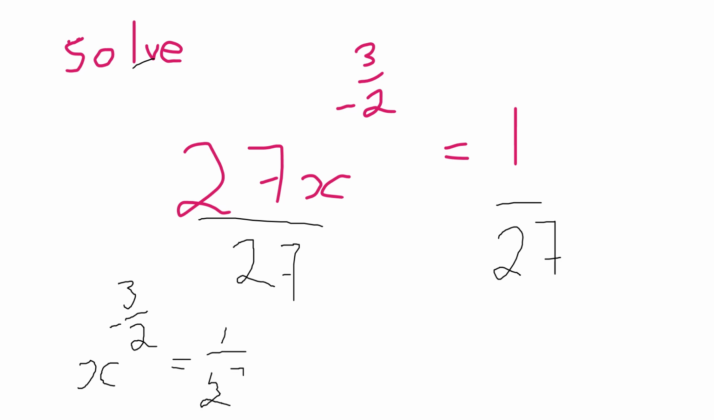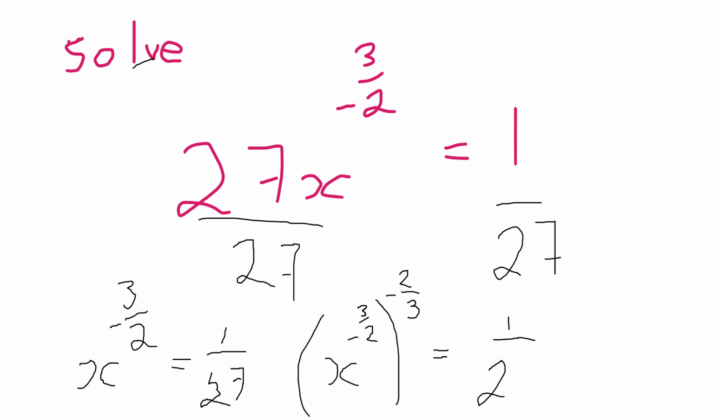Now here's the key. What's the opposite of raising something to the power of minus 3/2? That would be to raise it to the power of minus 2/3. The reason for that is that if I have x to the power of minus 3/2, all to the power of minus 2/3, it's a power to a power, so I multiply, and hopefully you can see that they cross-cancel and I'm just left with 1. And then here I'm left with 1/27 to the power of negative 2/3.